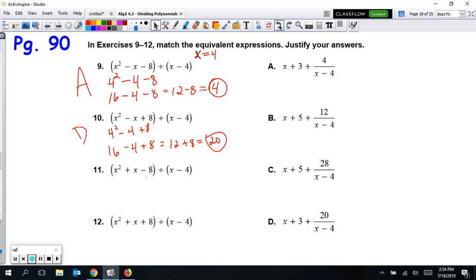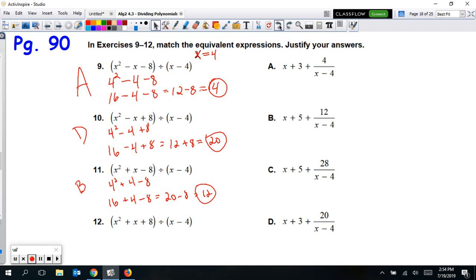And then for 11, we're going to plug in 4 here. We have 4 squared, plus 4 minus 8 this time. So we get 16 plus 4 minus 8, which gives us 20 minus 8, and 20 minus 8 is 12. So that's the remainder of 12, which is letter B.